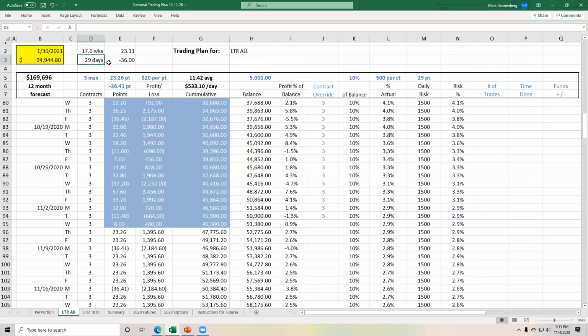Of that 17.6 weeks, there have been 29 losing days. Now, this is where a lot of people will pause and go, "Oh my God, that's horrible." They'll start to make an assessment. And what I caution you about is, it's more important that you focus on the run rate averages. Don't get hung up on an individual data point.